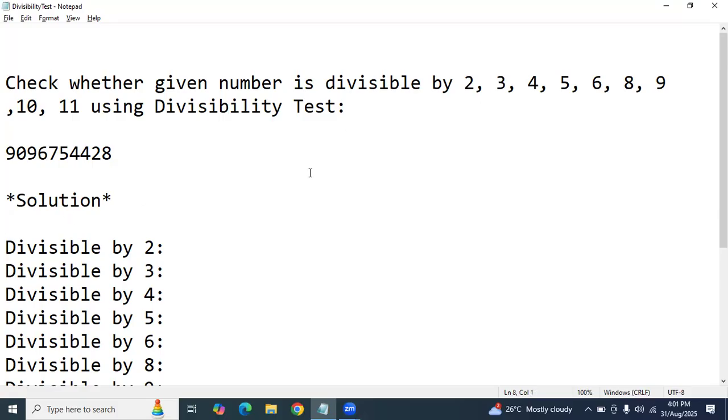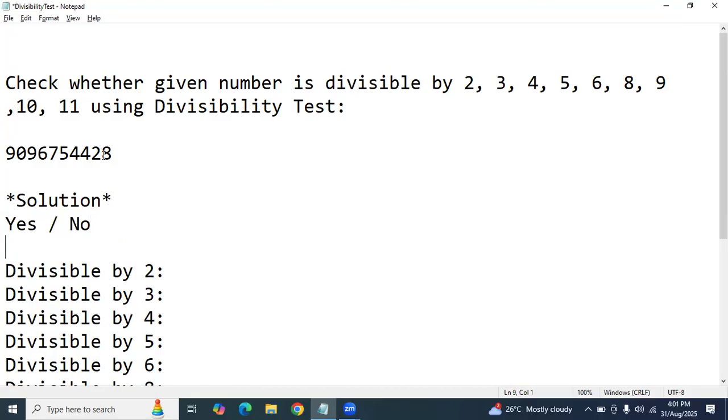So individually we will try to find out whether it's divisible by 2, 3, all these numbers, and then we will write down the answer. If it's divisible by 2, let's put yes. If it is not divisible by some other number, let's say we are doing it for 5 and it's not divisible by 5, then we will put no as our answer. So we're going to use divisibility test here.